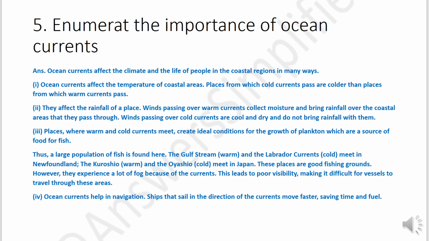Winds passing over warm currents collect moisture and bring rainfall over the coastal areas that they pass through. Winds passing over cold currents are cool and dry and do not bring rainfall with them. Places where warm and cold currents meet create ideal conditions for the growth of plankton, which are a source of food for fish. Thus, a large population of fish is found here.